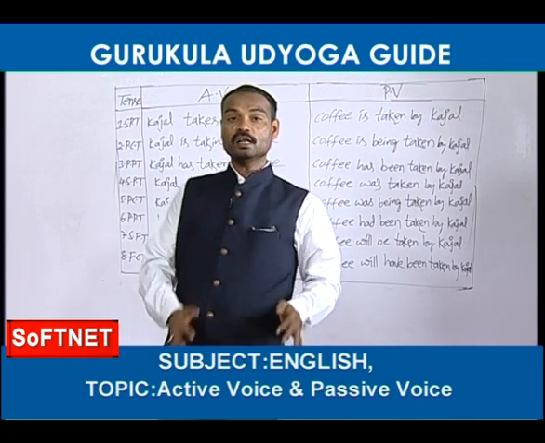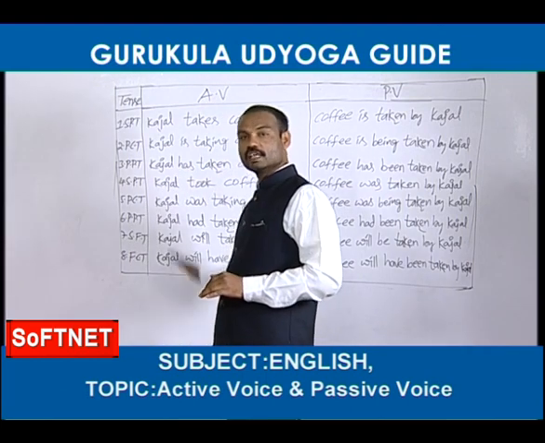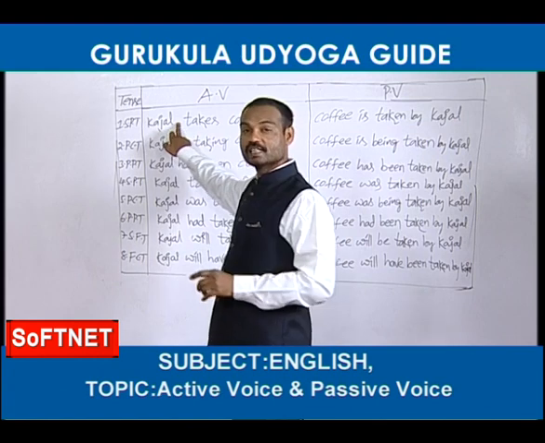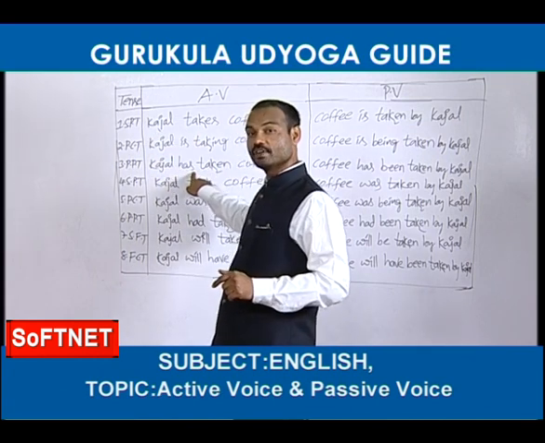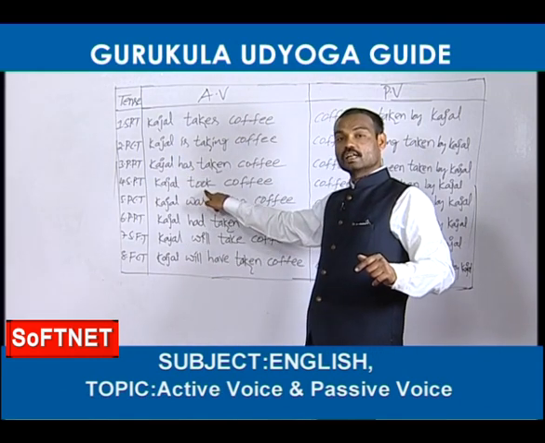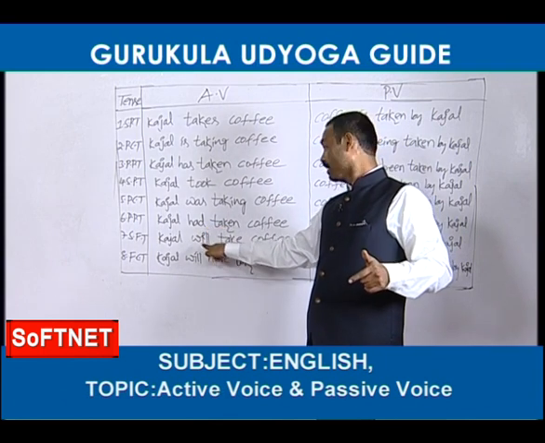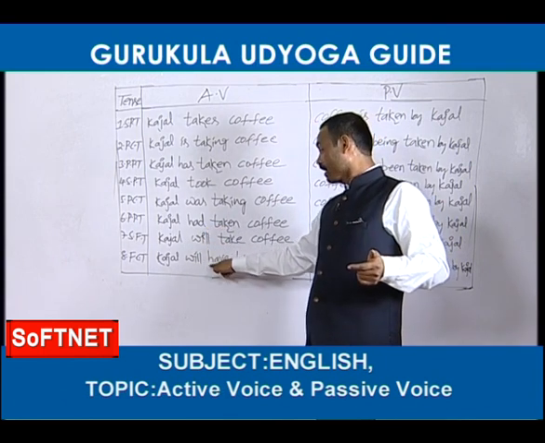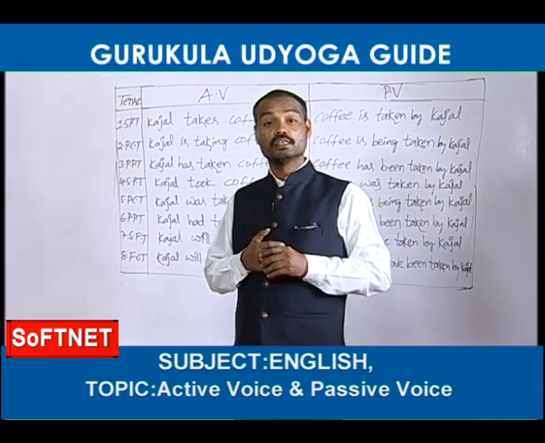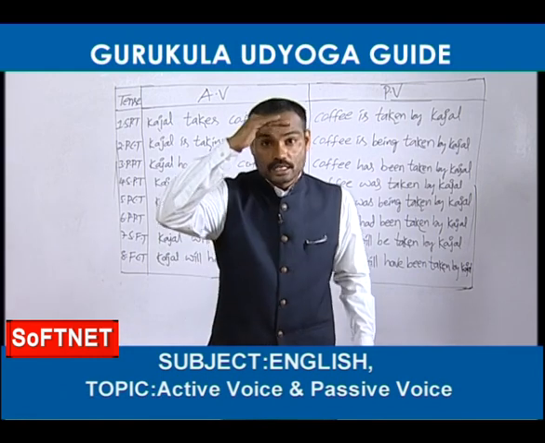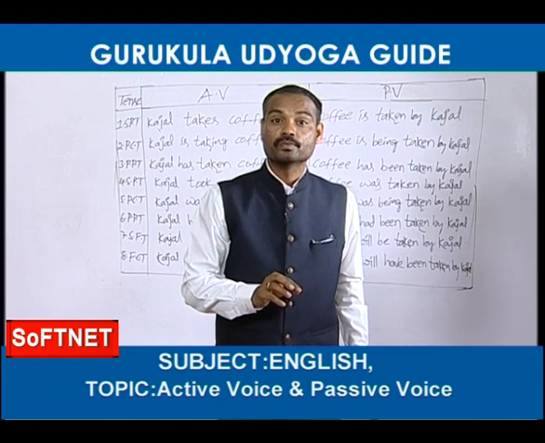So in the next model, I am going to give you negative sentences. All the sentences in negative type. For example, Kajal doesn't take coffee. Kajal is not taking coffee. Kajal has not taken coffee. Kajal did not take coffee. Kajal was not taking coffee. Kajal had not taken coffee. Kajal will not take coffee. Kajal will not have taken coffee. That is the negative type. Negative type is also important. Sometimes in the examinations, they will give you sentences from negative also.